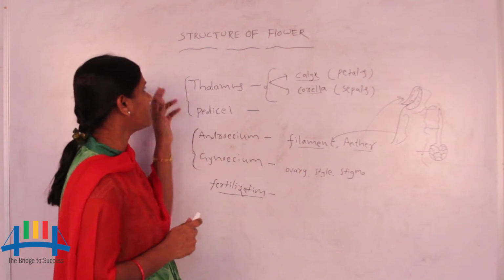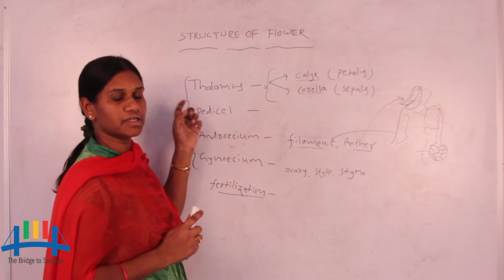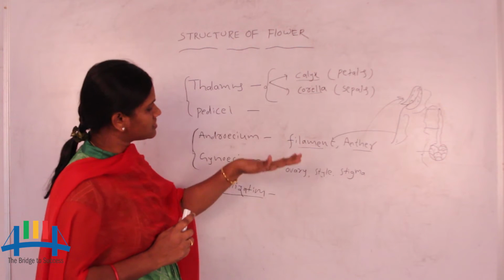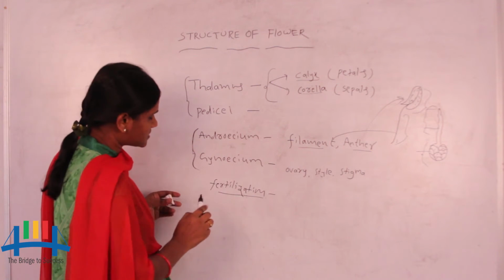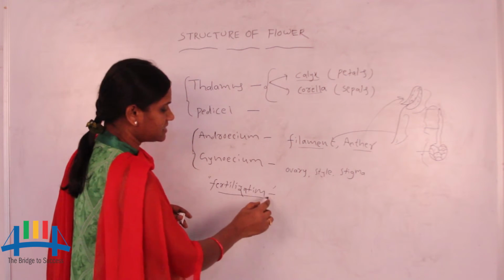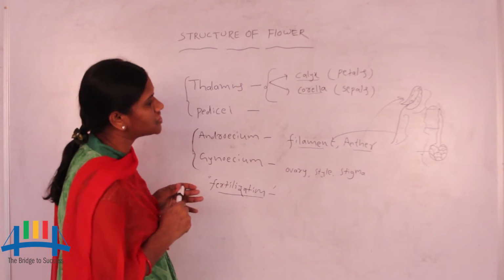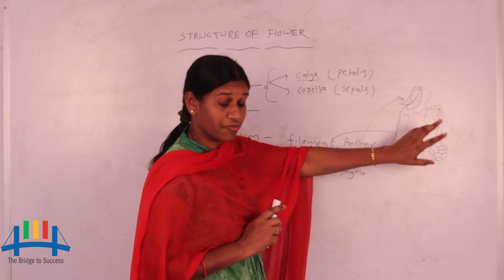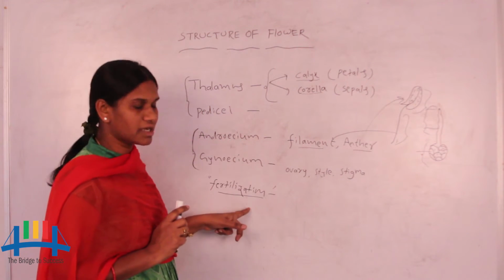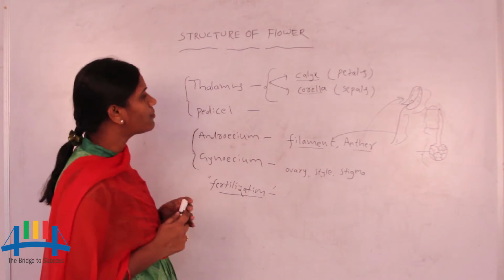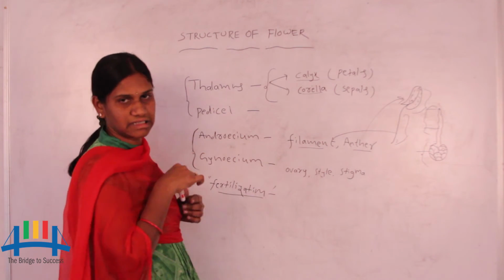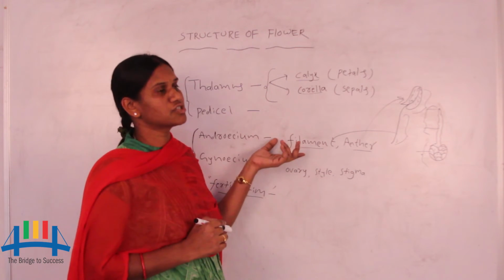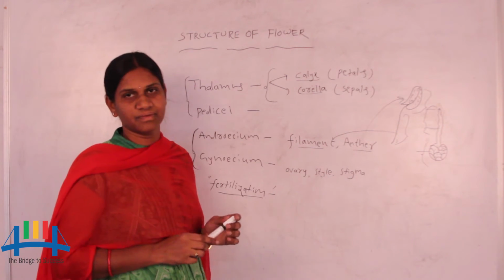Overall, the flower is the reproductive part of the plant. In the flower, some parts are reproductive and some are non-reproductive. Fertilization is also known as pollination. The fusion of male and female gametes, or the formation of the zygote, is called fertilization or pollination. These are the organs and functions of the flower. Thank you.